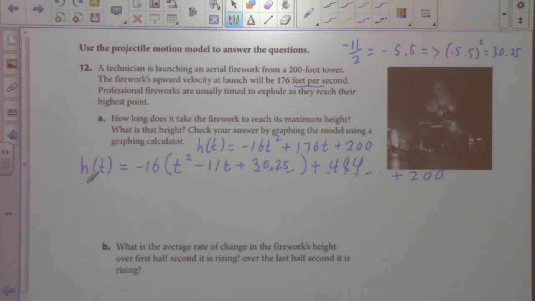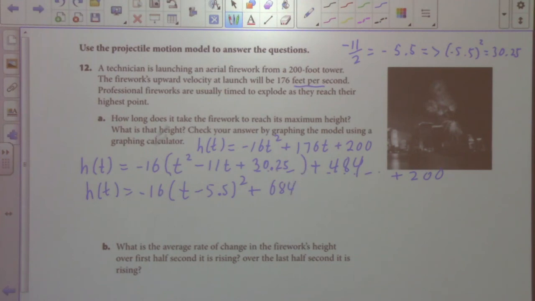So now can we write our completed square here? Yeah, negative 16. And we're going to have t. What is it going to be? Maybe 5.5. Minus 5.5 squared plus 684.